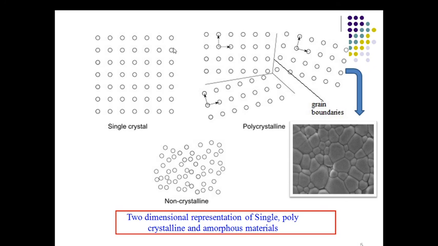They are anisotropic. Polycrystalline materials have collections of single crystals separated by grain boundaries or separate definite boundary walls. They are isotropic in nature but still crystalline. Non-crystalline or amorphous solids have haphazard or random arrangement of atoms. So this is a two-dimensional representation of single, polycrystalline and amorphous materials.